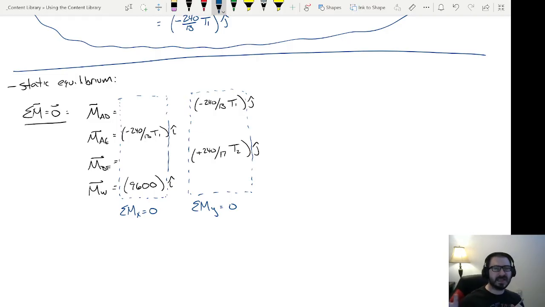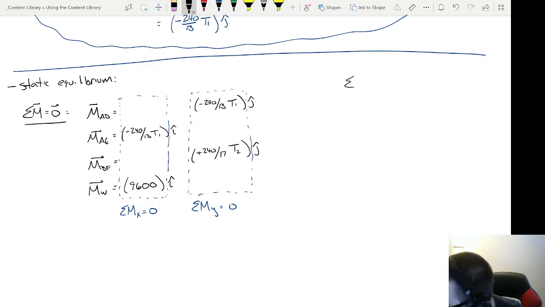If I sum moments in the y first, I'm going to have an equation with a T1 and a T2. So there's 2 unknowns in that rightmost column. But what about summing moments in the x direction? If I sum moments in the x direction, I get 9600 plus negative 240 over 13 times T1 equals 0. So I can solve for T1 directly. Let's do that first. Let's sum moments about the x-axis. Let's see what we get.